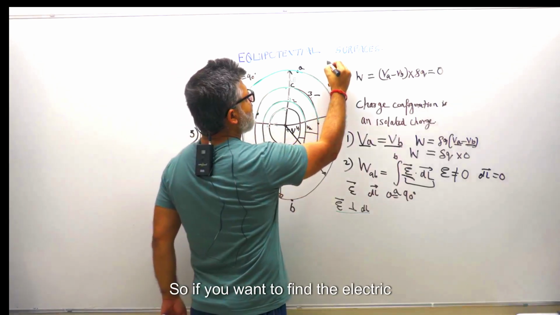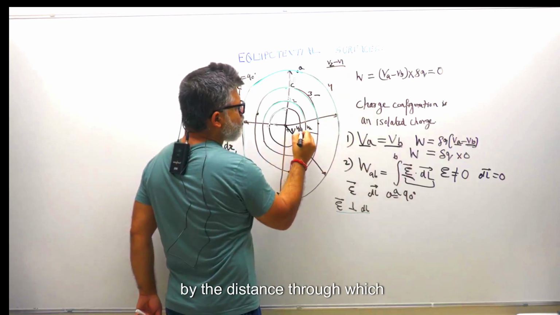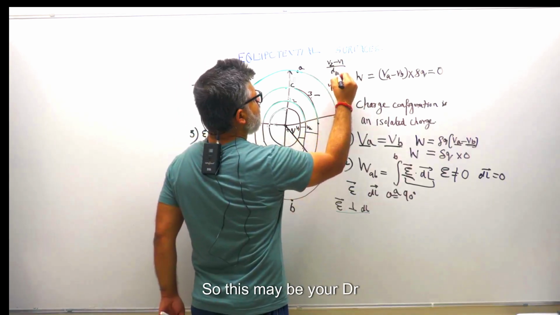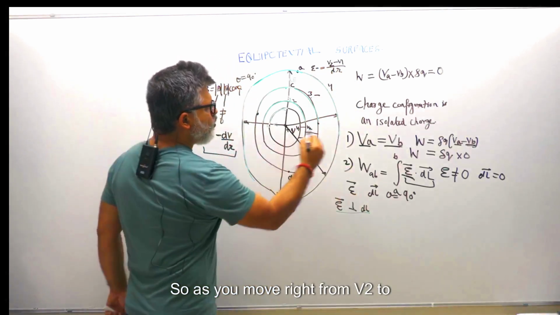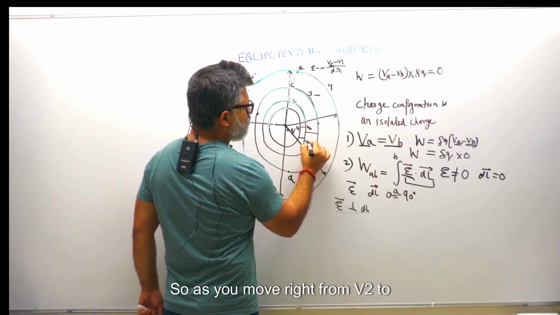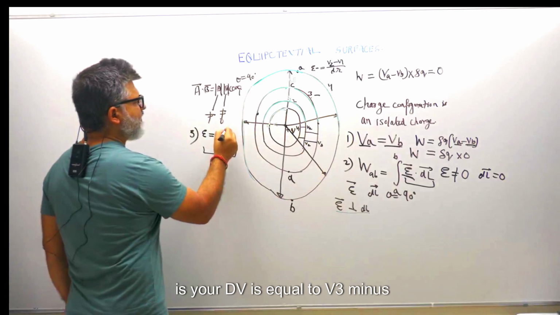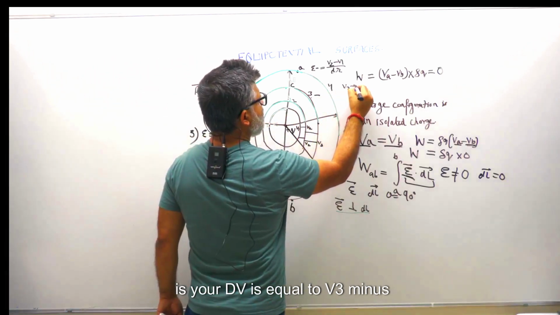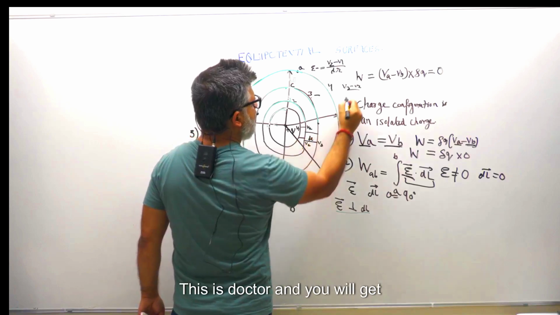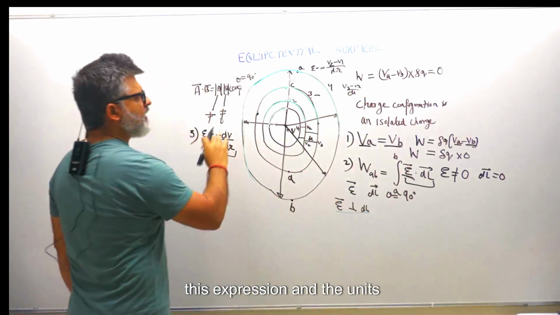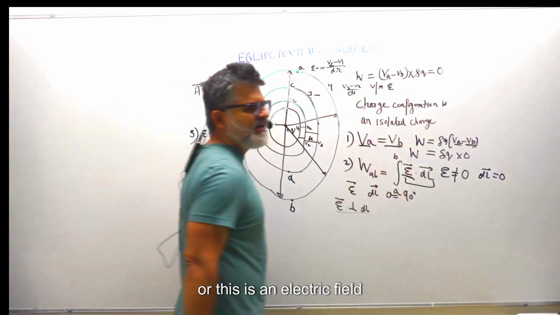So if you want to find the electric field, it will be V2 minus V1 divided by the distance through which you have moved, right? So this may be your dr, and this will give you the electric field, right? So as you move from V2 to V3, the change in potential, which is your dV, is equal to V3 minus V2. And again, you can calculate the distance between them. This is dr, and you will get this expression. And the units obviously are volts per meter, or this is an electric field expression.